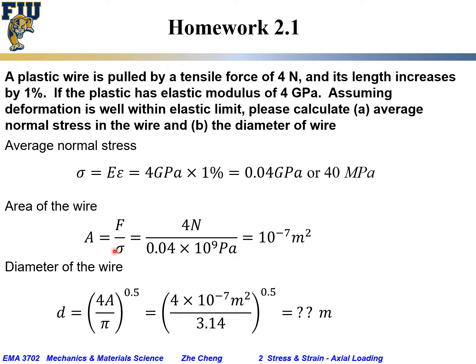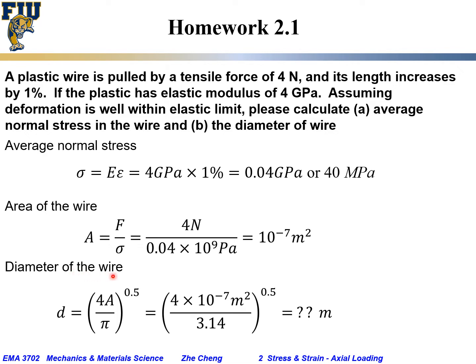Or we can say stress is force over area. Of course, area would be force over stress. And the force is 4 Newton. The stress we said is 40 megapascal or 0.04 gigapascal. Giga is 10 to the power of 9. And then 4 over 0.04 is 100 times 10 to the minus 9. We got 10 to the minus 7 meter square, which is 0.1 millimeter square.